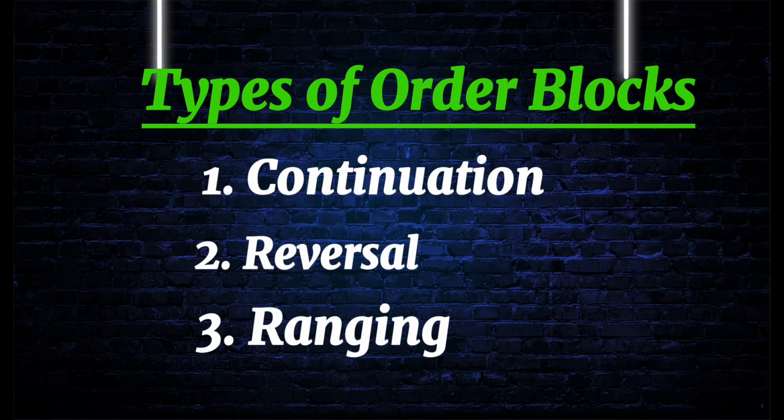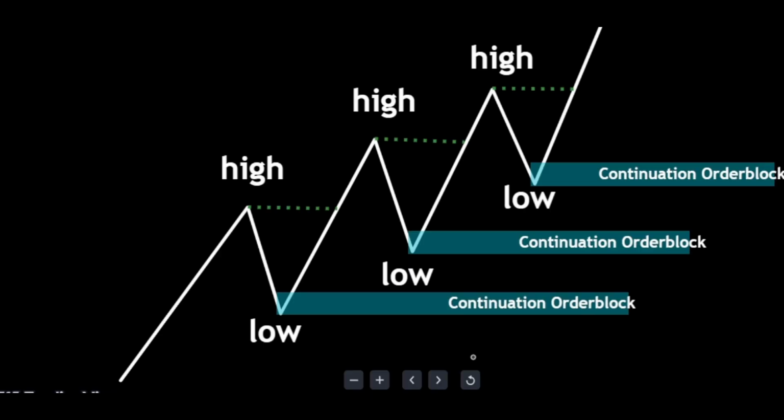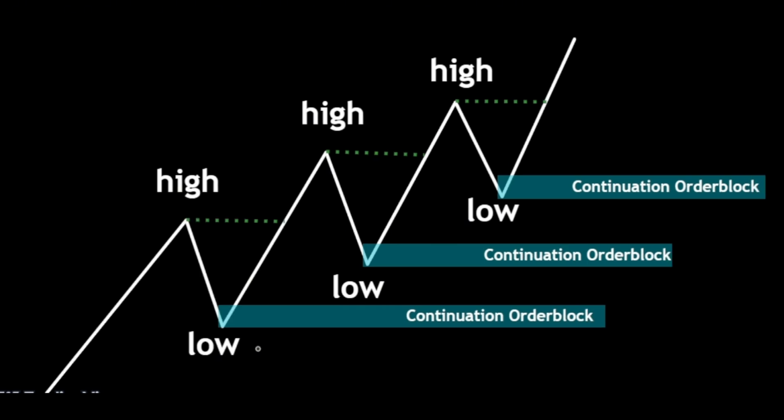Now, guys, based on the market structure concept, three kinds of order blocks exist in the market: continuation, reversal, and ranging. We are looking at a typical uptrend now, where the market is making highs, lows, and then highs and lows, highs and lows. By looking at the order block here, this is an order block.